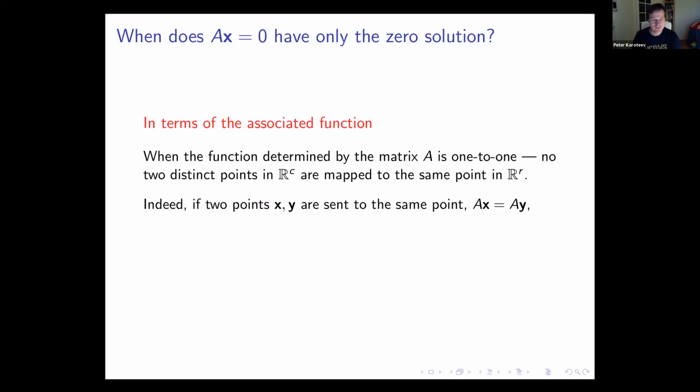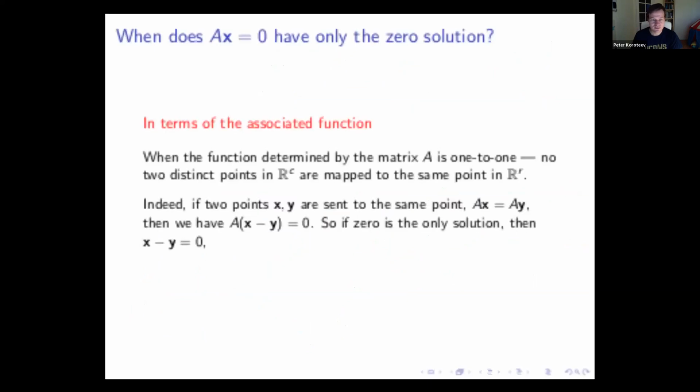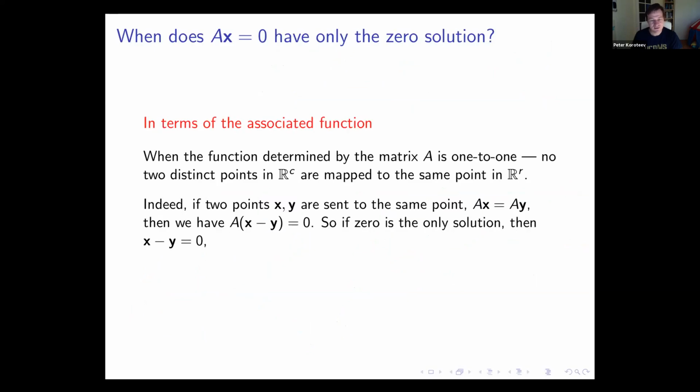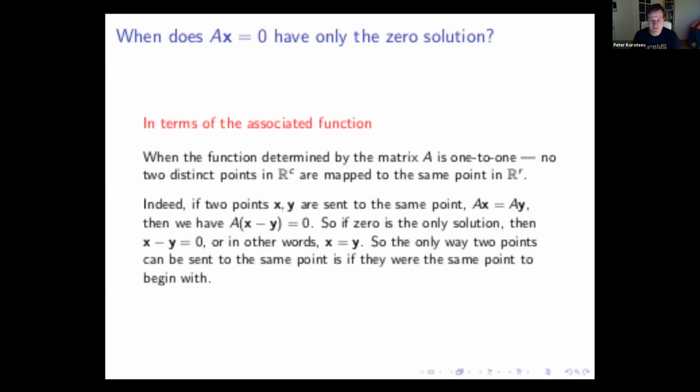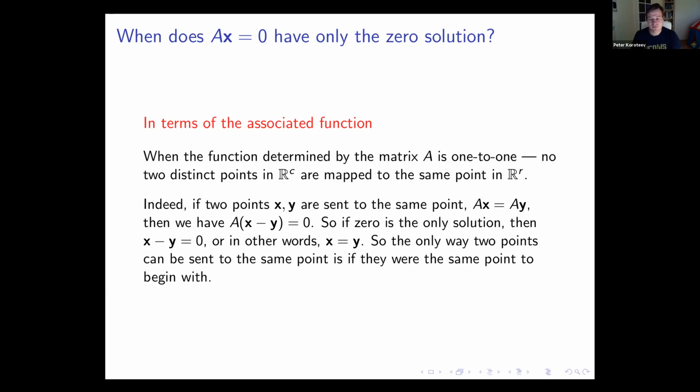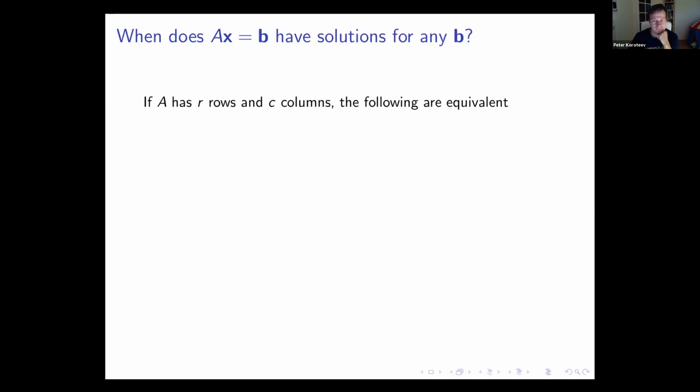In other words, if two points are sent to the same point, then you can write it as A(x minus y) equals 0. And if 0 is the only solution, then you have x equals y. So the only way two points can be sent to the same point is if they were the same point to begin with. That's another way to say it.